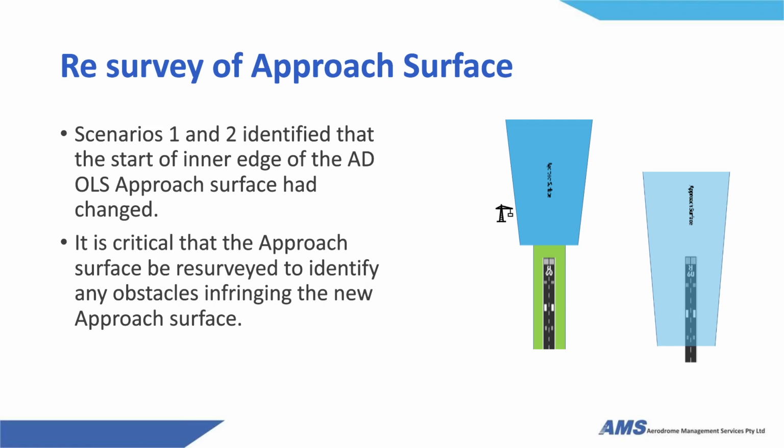So on the left-hand side, with the original approach surface, we may have had a crane which fell outside of the divergence or the approach slope, therefore wasn't classed as an obstacle. But by moving the approach surface further down the runway, that crane is now an obstacle within our approach surface, which is providing a non-safe approach and therefore an unserviceable runway, which we may have caused by carrying out a displaced threshold.